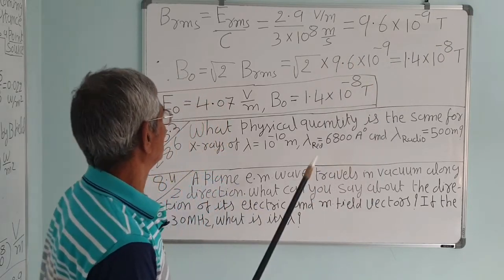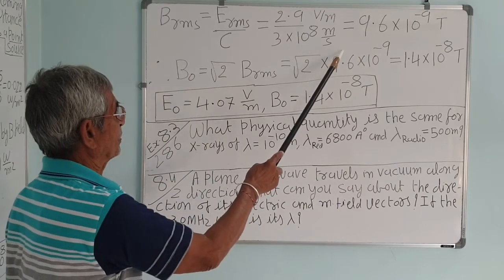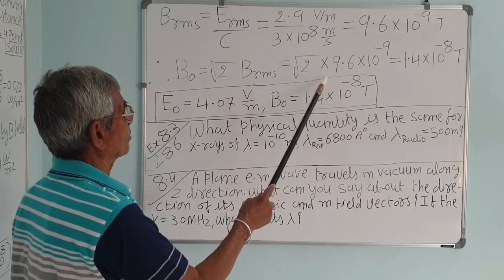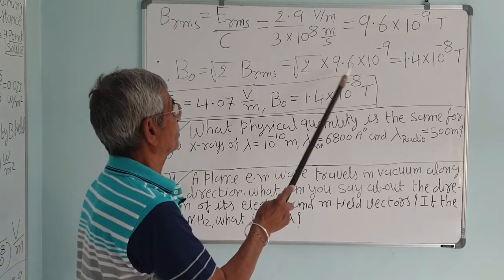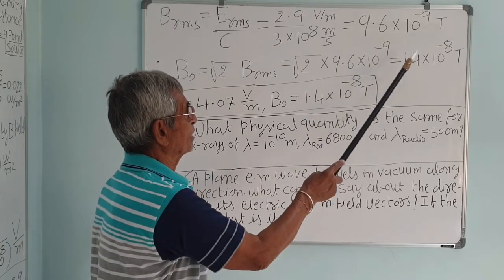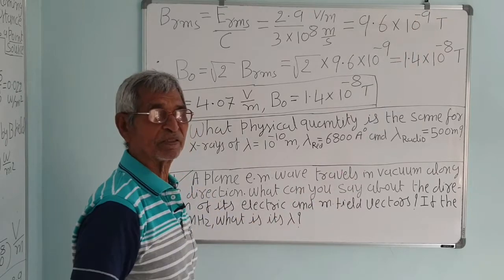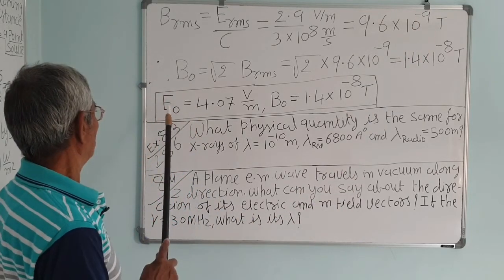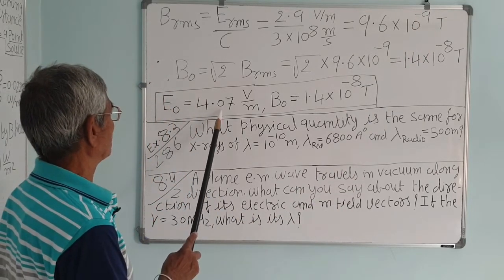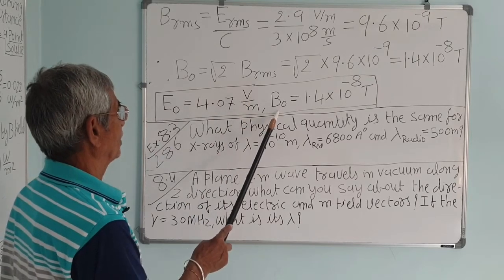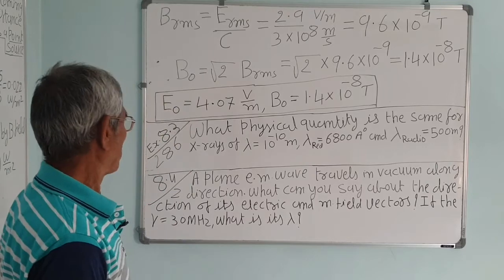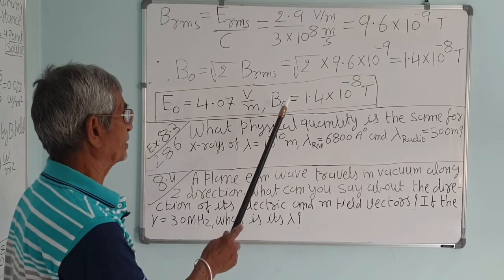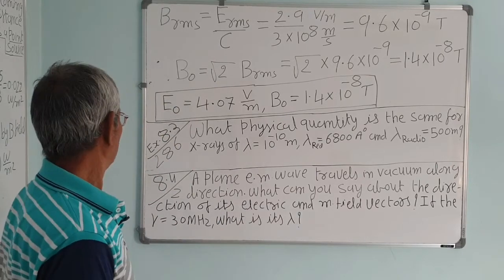Correct? You can see the product is approximately 14, so 14 into 10 raised to minus 9. So you can write 1.4 into 10 raised to minus 8 also. So the answers are, E0 is 4.07 volt per meter, and B0 is 1.4 into 10 raised to minus 8 Tesla. Tesla is the name of a scientist; the unit is named after that scientist.